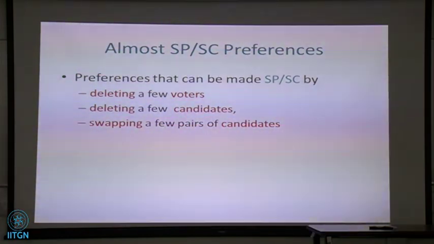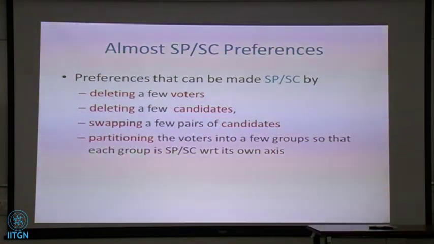So maybe you have a budget per vote, maybe you have a total budget of swaps and it's relatively small. Or maybe you can partition the voters into a few groups so that each group is single peaked, single crossing with respect to their own axis, like a small number of groups, 2 or 3. Right, so these are all reasonable questions.